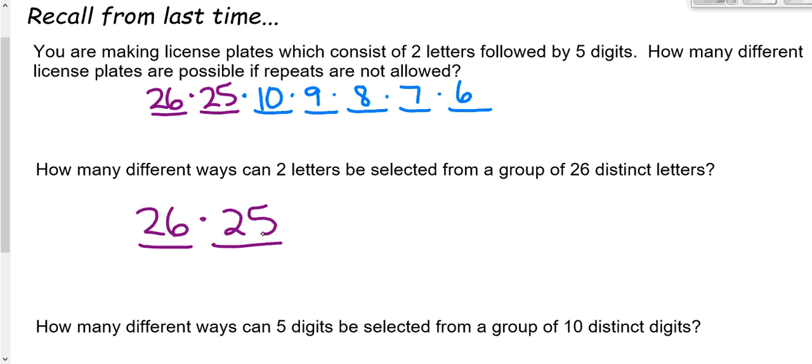So if it was 26 factorial, you'd have 26 times 25 times 24 times 23, and so on and so on and so on. But instead of that, we don't have the 24, the 23, and all of those. So it's like we have 26 times 25 times 24 factorial over 24 factorial. So it's like 26 factorial over 24 factorial, and the 24 factorials cancel.